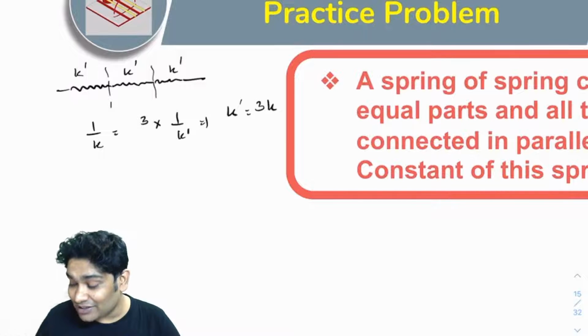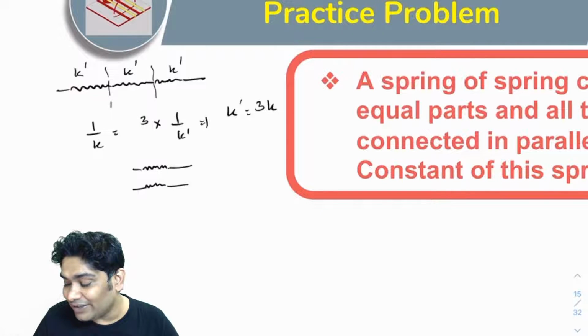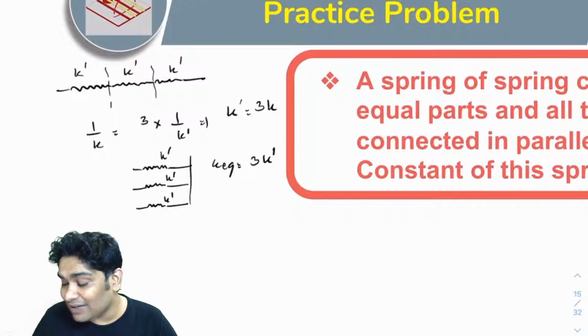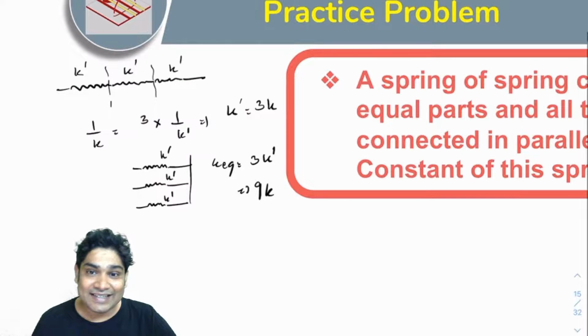Now, of course, when you are adding them in parallel combination, this has K dash, this has K dash, this has K dash. Now you know that K equivalent would be 3 times K dash, which is 9 times K. So 9K is the correct answer.